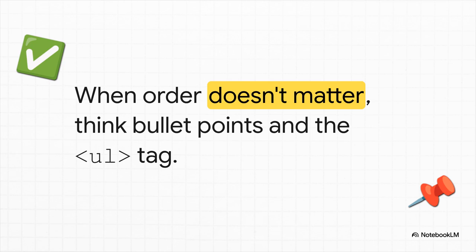So the big takeaway here is really simple. If you're thinking, I need some bullet points, your brain should immediately go to UL. You're basically telling the browser, hey, these things are a group, but their order is not important.